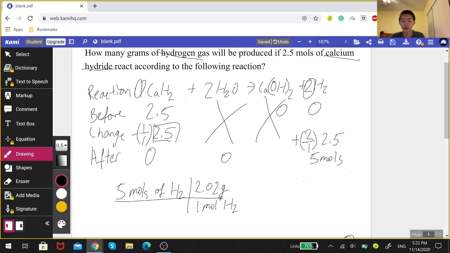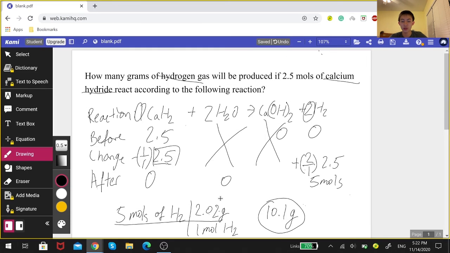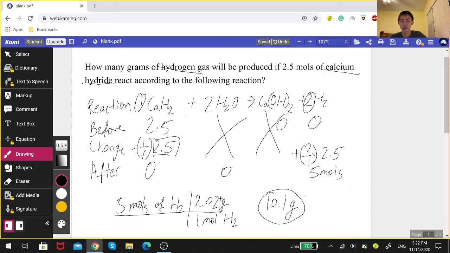Calculator, oh, we don't even need a calculator. 10.1 grams. As a result, we have 10.1 grams of hydrogen gas produced according to this reaction, and I just showed you how to do it.